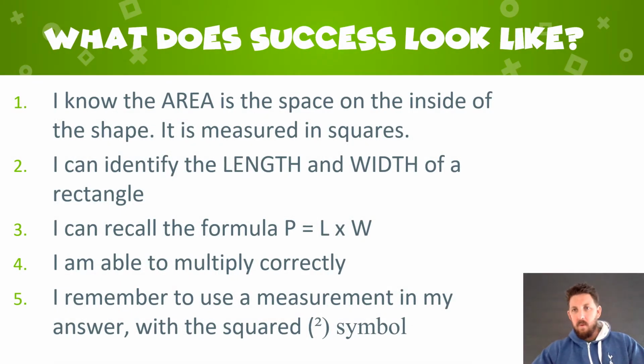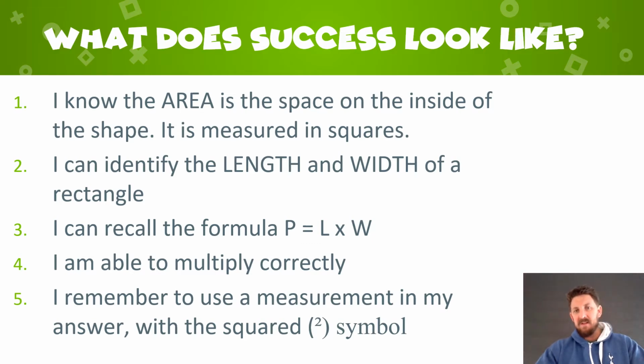All right, so let's look at what we actually need to be able to do to work out area. The first part is knowing what area is: the space on the inside of a shape, and it's always measured in squares. We need to be able to identify the length and the width again. If you've done my previous lesson on perimeter, this should be quite easy. Normally length is the longer side of a rectangle and width is the shorter side, but it doesn't really matter.